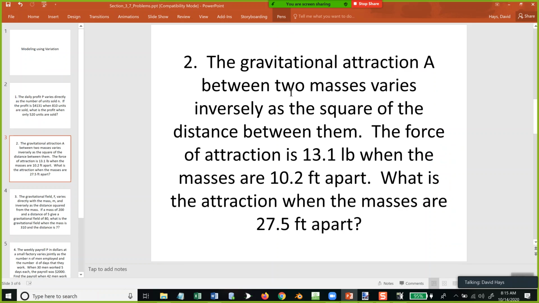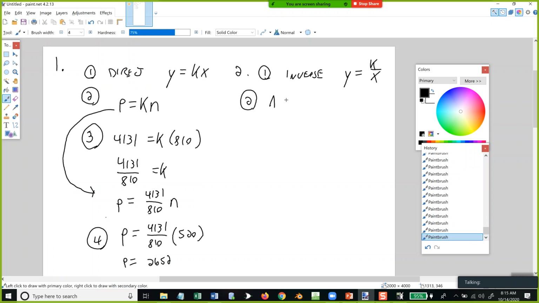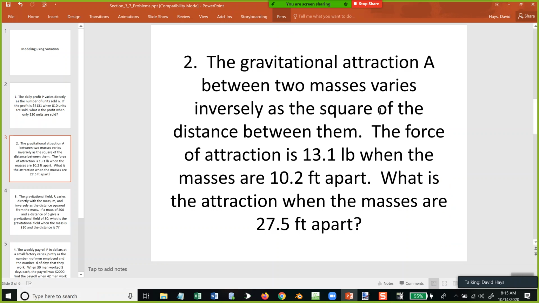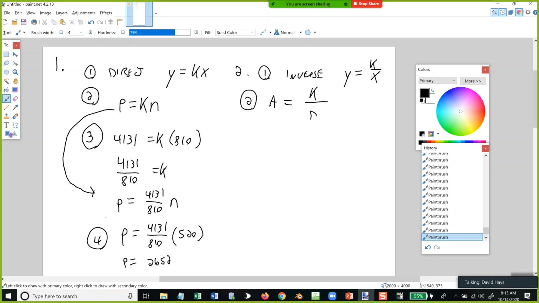So we'll look for letters that make sense. Gravitational attraction A between two masses varies as your equals. So we've got A equals k. K is always up on top. Never have k in the denominator. Inversely is the square of the distance between them. D for distance. Square means d squared, not square root. It had to say the square root for you to put a square root.